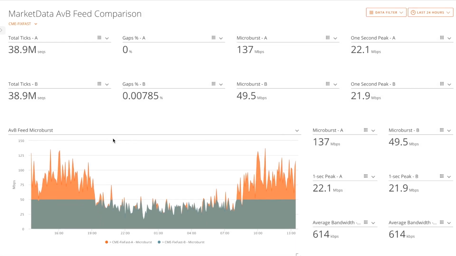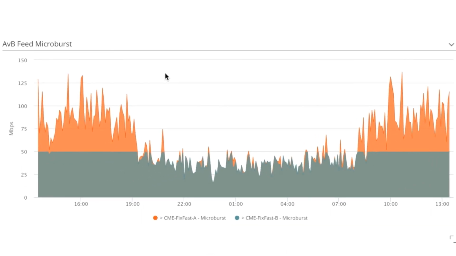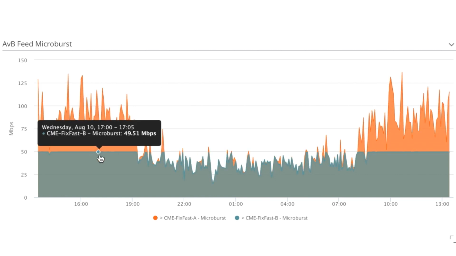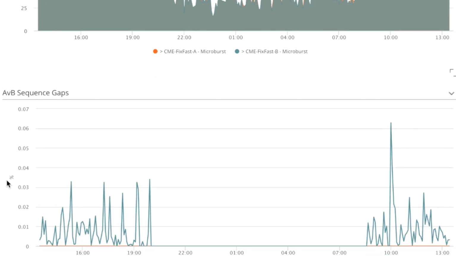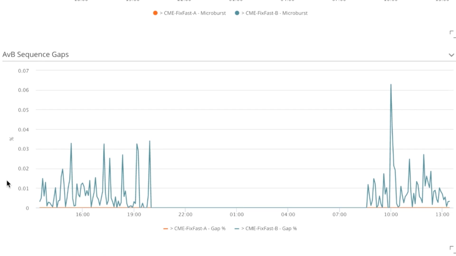Now, as we scroll down, we can see the microburst activity. If you watched the previous video on market data quality, you'll see here that we had an issue on the B feed where it's being throttled to 50 meg, whereas the A feed's bursting much higher. So that explains the difference we're seeing there across the two feeds. As we come down a little bit further, we see the gaps there on the B feed that we looked at in the other video.